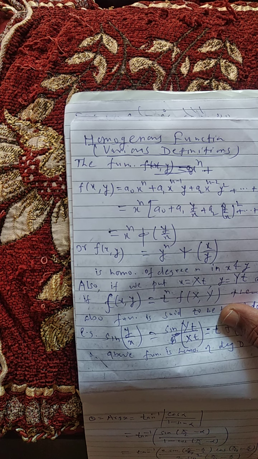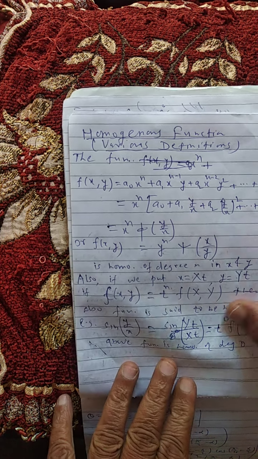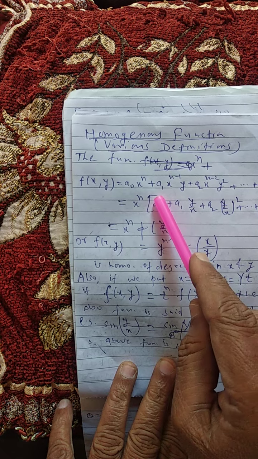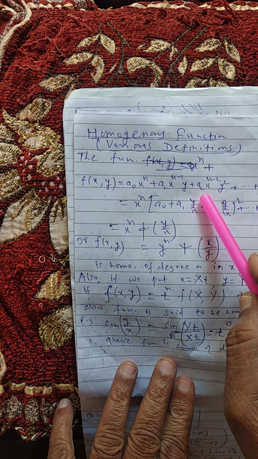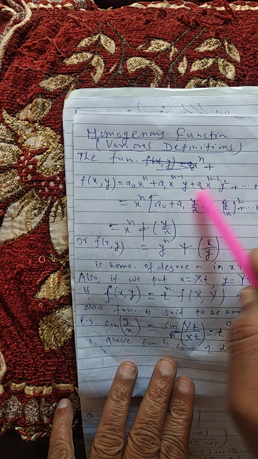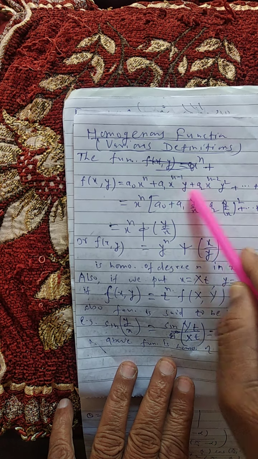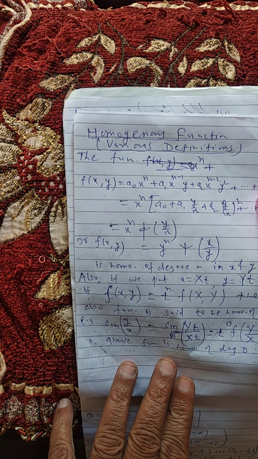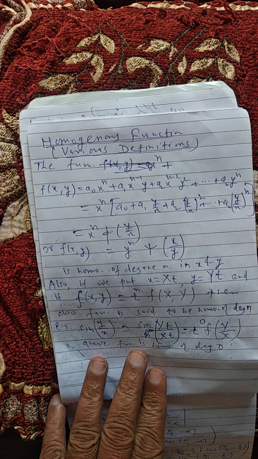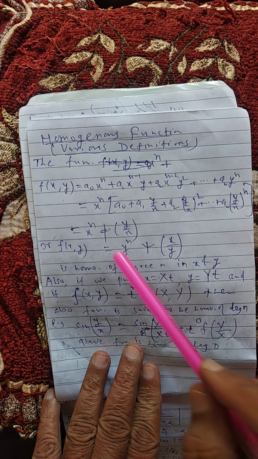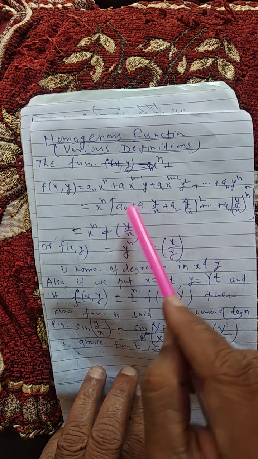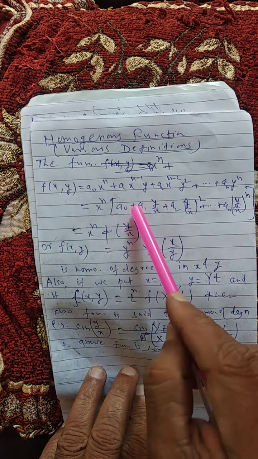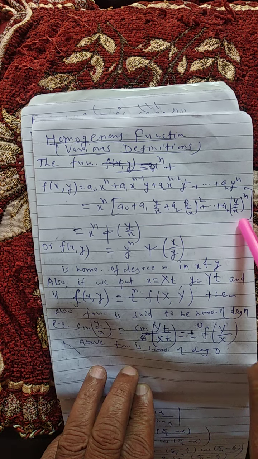Then we will see this definition in various forms. The function f(x,y) is equal to a naught x raised to n plus a1 x raised to n minus 1 y plus a2 x raised to n minus 2 y square plus and so on, plus an y raised to n. It is said to be homogeneous if we are able to express the given function in this form: x raised to n is common, a naught plus a1 y by x plus a2 y by x square plus and so on plus an y by x raised to n.